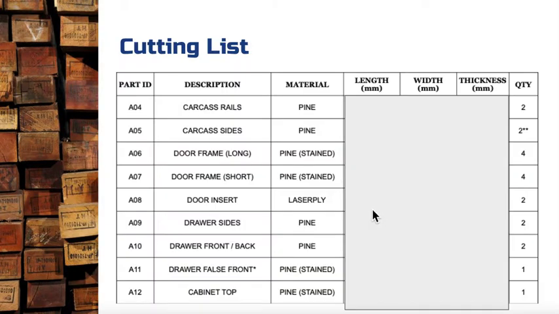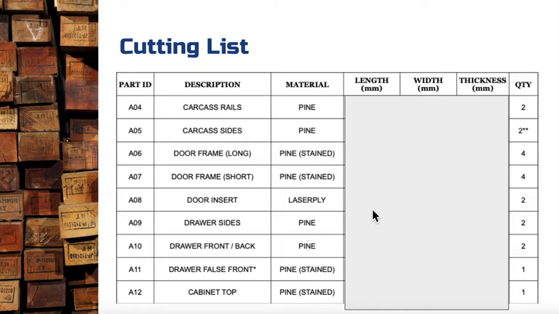Now have a look at the cutting list. I get each of the parts, I give them a number, okay, part IDs. I give them a description, so I describe what part they are from the drawings. I select the material that I'm planning to use, and then I put in the quantities. So I have two rails, two sides, 4 door frames, 4 short door frames, 2 door inserts, 2 drawer sides, 2 drawer backs, 1 false front, and 1 cabinet.